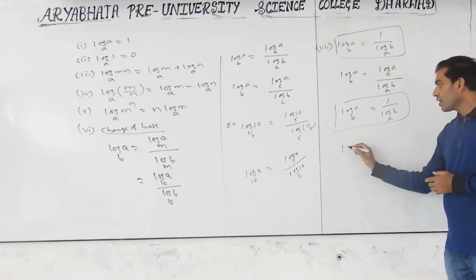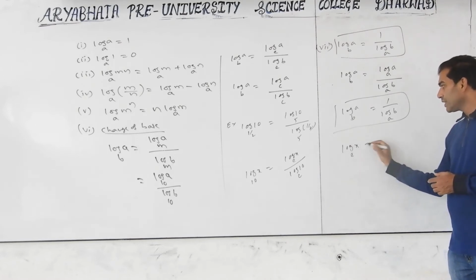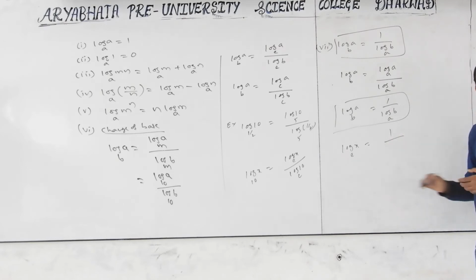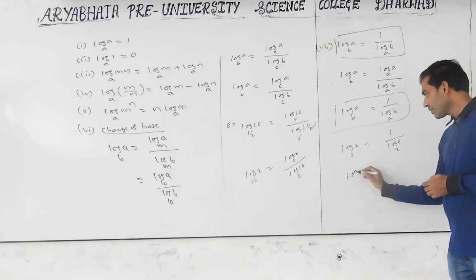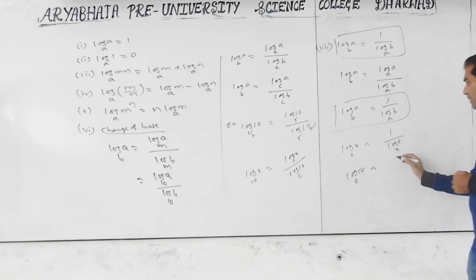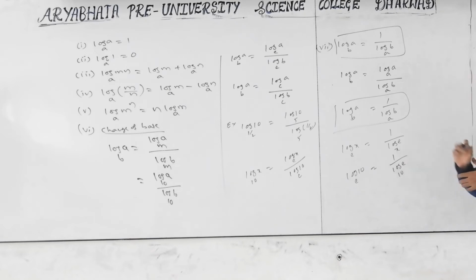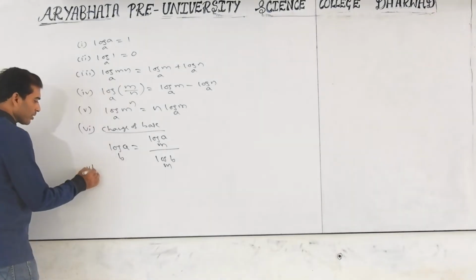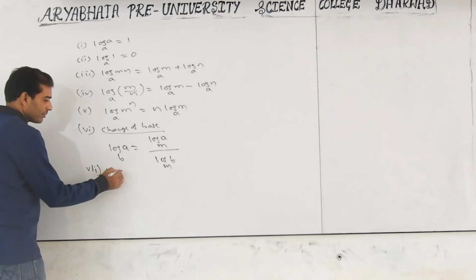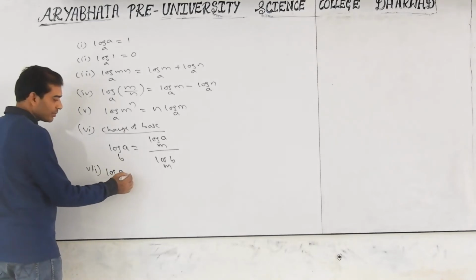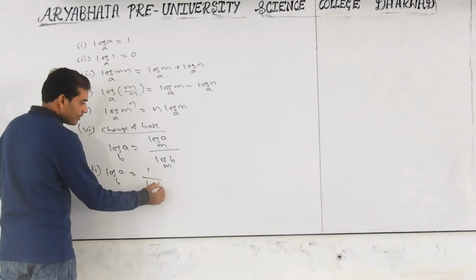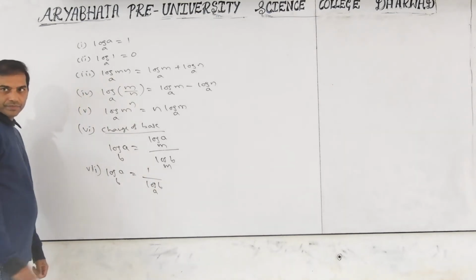Tell me, log of x base e equal to 1 by log e base x. Log of 10 base e equal to 1 by log e base 10. This is the seventh property: log a base b equal to 1 by log b base a.